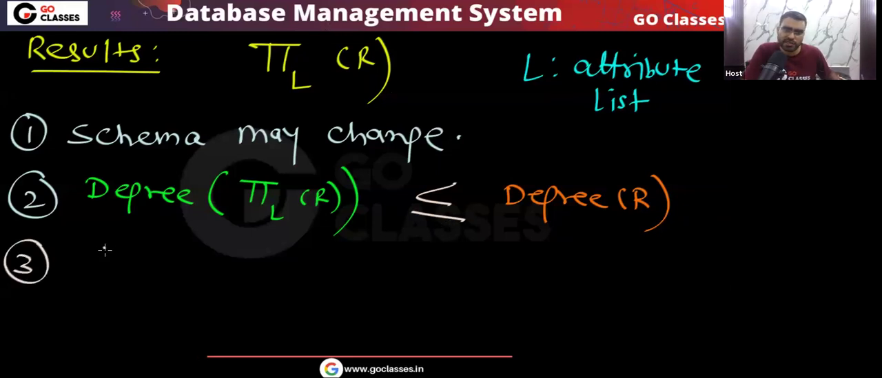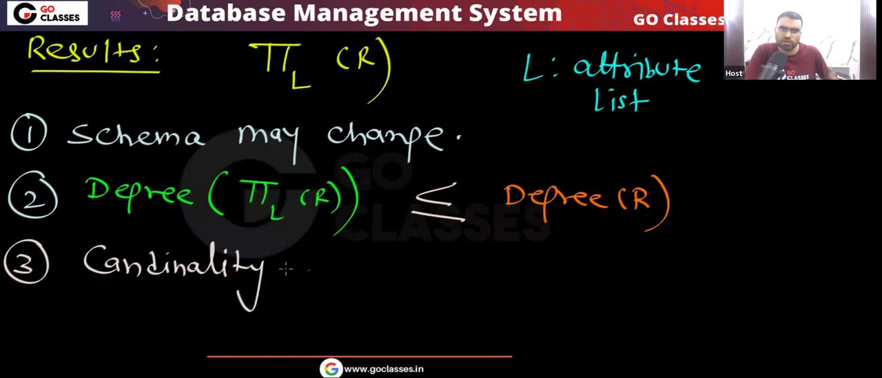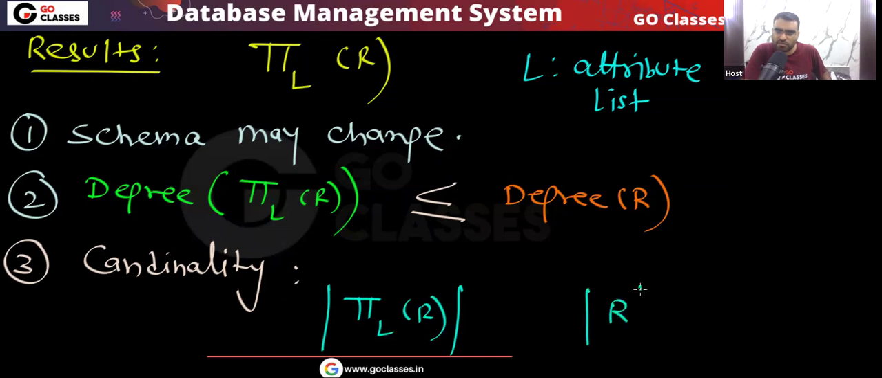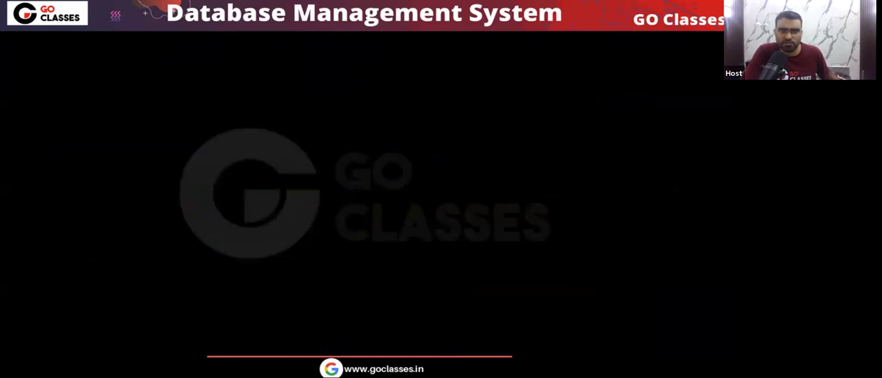What about the cardinality? What about the cardinality of this result? I am asking the cardinality of this result. Can I say that it will be the same as the cardinality of R? No, it will be less than or equal to. Don't say it will not change, because duplicates will be removed. Yes or no? Duplicates are going to be removed.